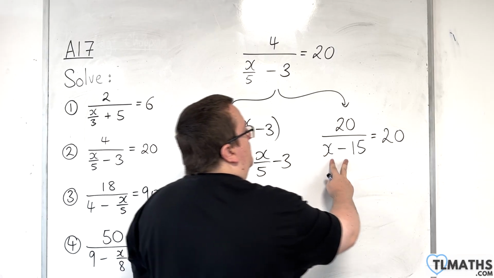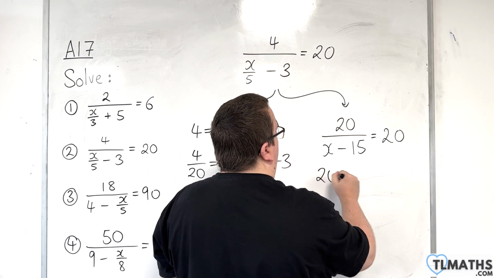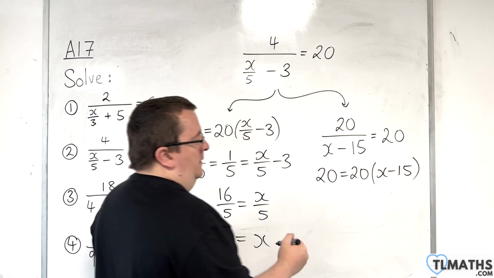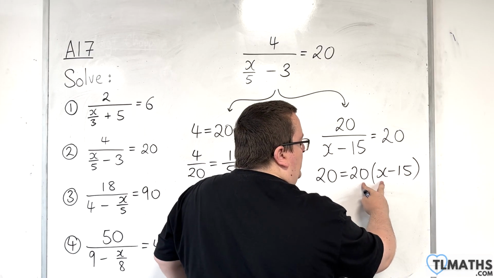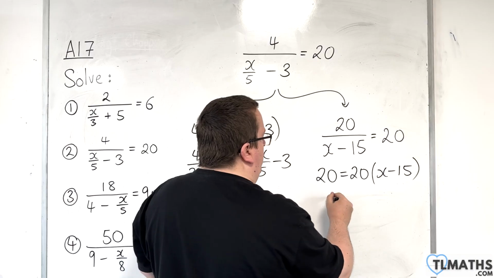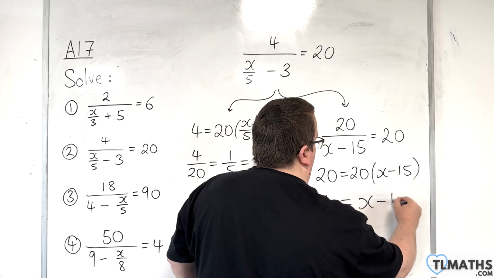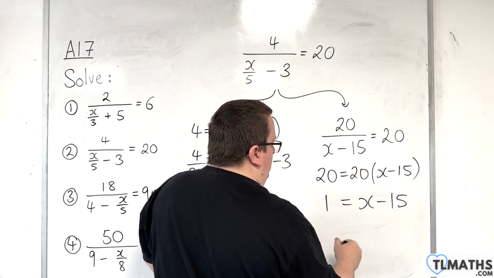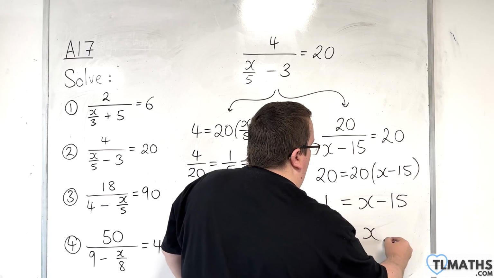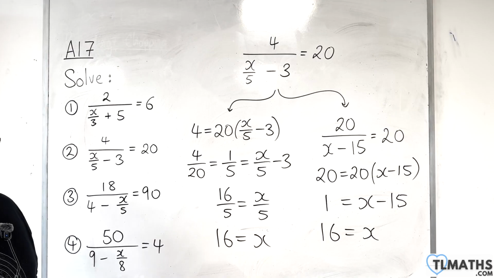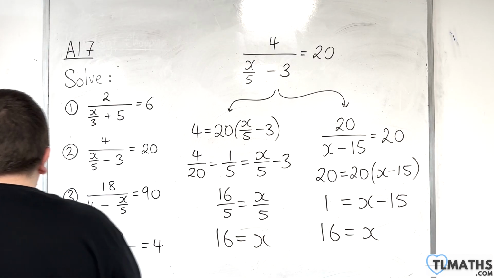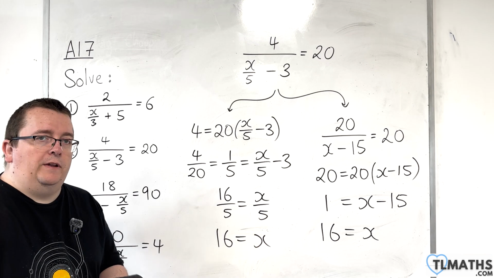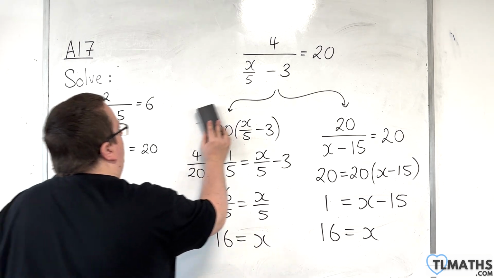Now multiply both sides by x, take away 15. Now that you've got the 20 times, divide both sides by 20. And because we've got the take away 15, add 15 to both sides, and we get x is 16. Okay? So, definitely easier using the second method. Okay? So it's a useful little technique, this.